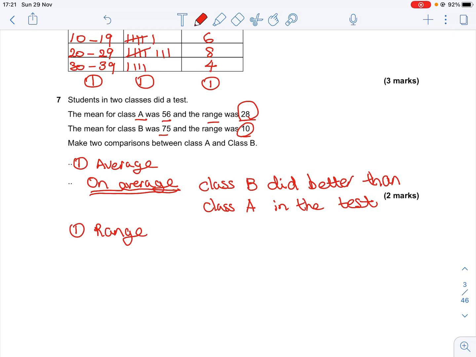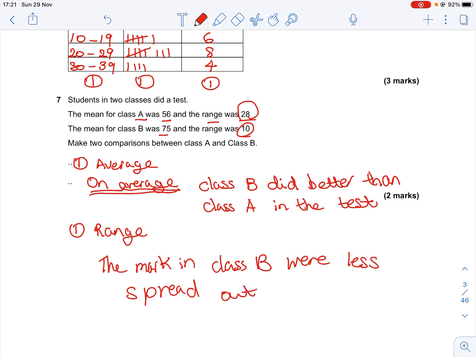So all you need to write is the marks in class B were less spread out. So remember, range measures how spread out something is, or how consistent something is, or how varied they are, how dispersed the data is. So the marks in class B were less spread out than class A.